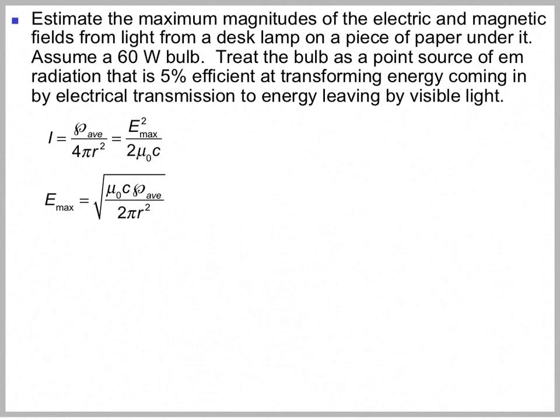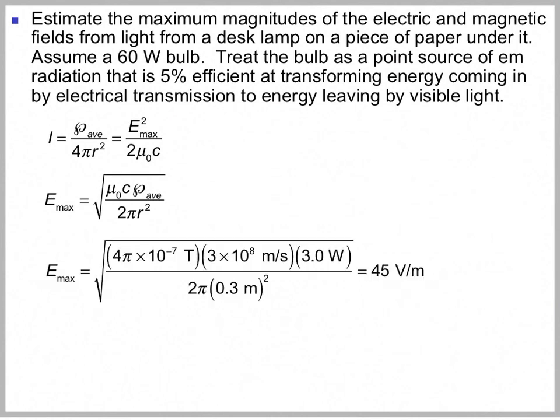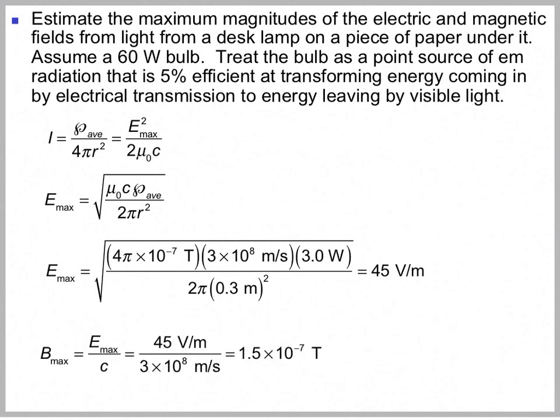So we're going to assume our lamp is maybe 30 centimeters above the piece of paper. It's a 60 watt light bulb, but only 5% is actually coming out in the form of visible light. Plugging all that in, I get a maximum electric field of 45 volts per meter. We can then use the relationship between E, B, and c to get the maximum magnetic field, which would be 1.5 times 10 to the minus 7 Tesla.